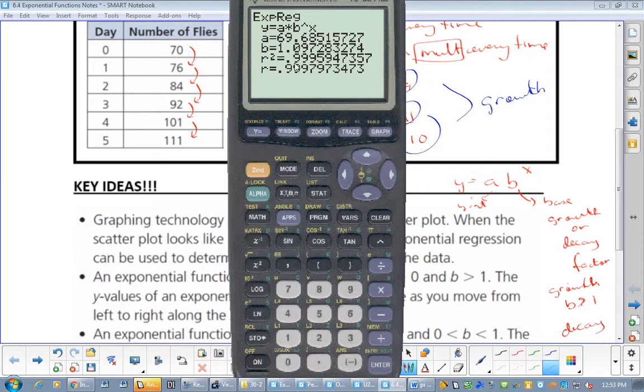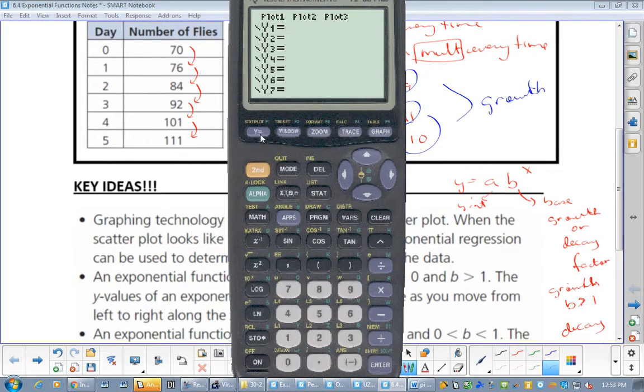And what is this? 0.9995. Is that pretty good? Yeah. What's the best? One. And that's pretty close to 1. Okay, now what if I want to see this thing? Y equals? No, I just want to see the dots. Get plot 1 on and then hit zoom 9.